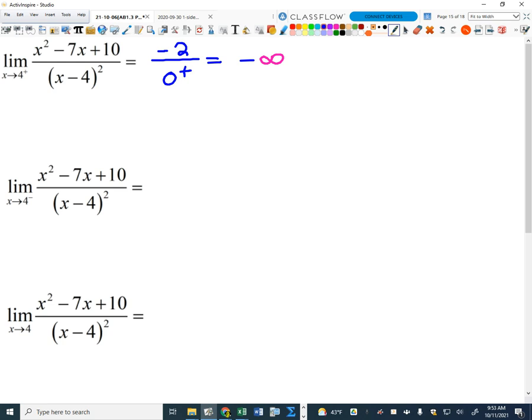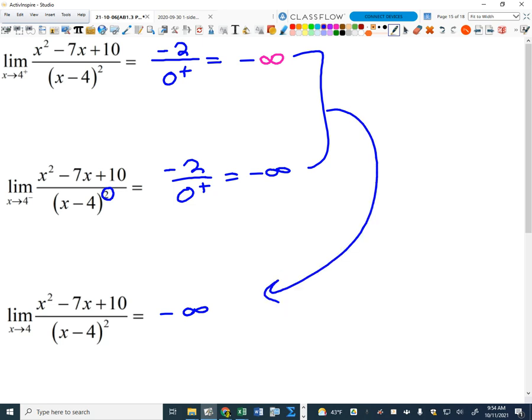Same, right? How come? Because we know we're getting the same thing on the top. What are we getting on the bottom? 0 plus, aren't we? Because it's being squared. No matter what flavor of 0 that is, when we square it, it's becoming a 0 plus, isn't it, right? So we get a negative infinity. So what's the answer to the two-sided limit then? Negative infinity, right? Because these two both agree, we can say negative infinity.